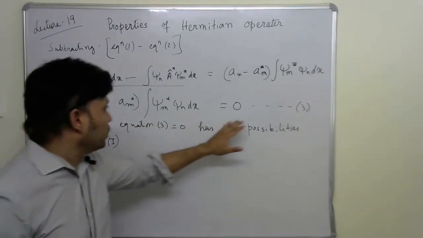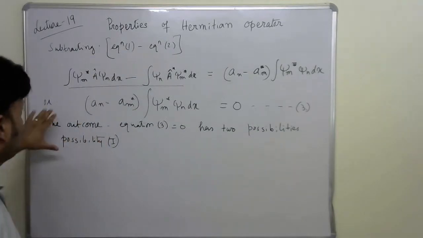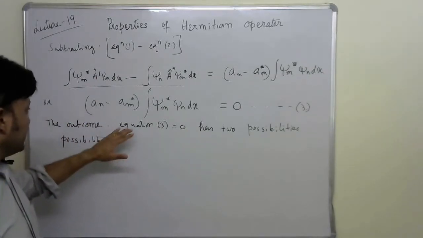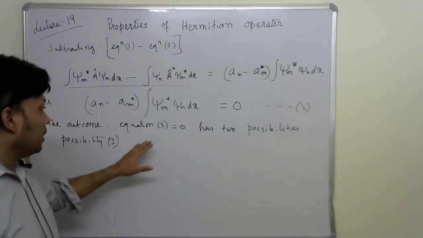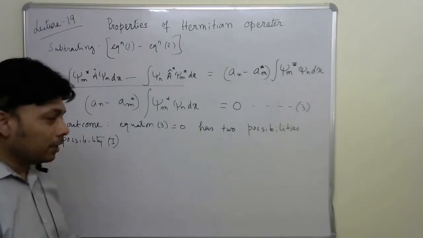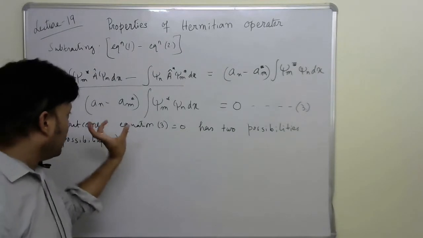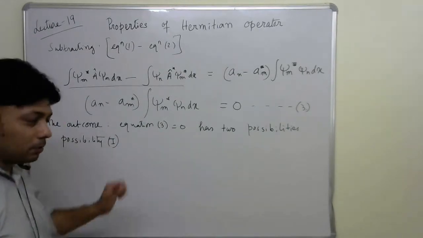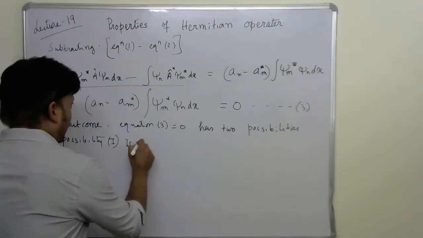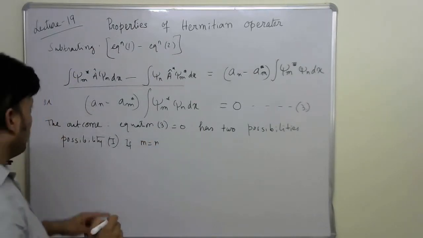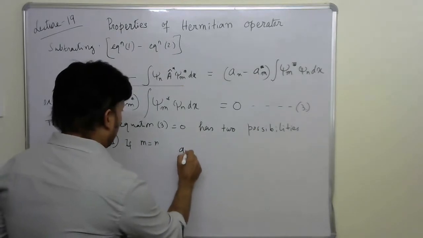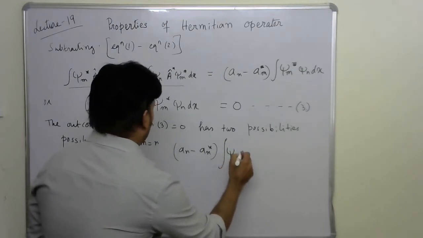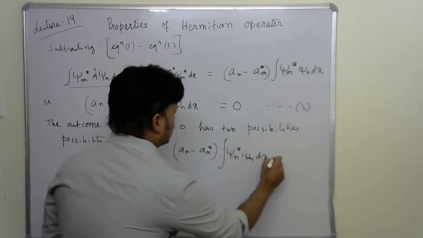So as we were discussing, this is equation number 3, and we have found that equation 3 is equal to 0. For equation 3 to be 0, it would create two possibilities. The first possibility is, if m is equal to n, then what would happen, I am writing it once again, is (an minus an star) times the integral of psi n star psi n dx is equal to 0.